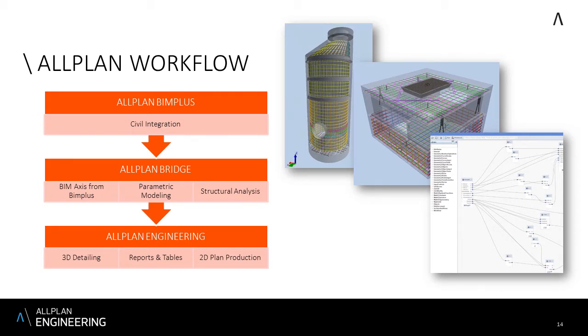Once we do the modeling within ALLPLAN Bridge and you have majority of the 3D elements modeled, we can move on and produce sheets. To do this, let's go ahead and take a look at a 3D representation of a bridge and look at the workflow to produce 2D sheets from it.